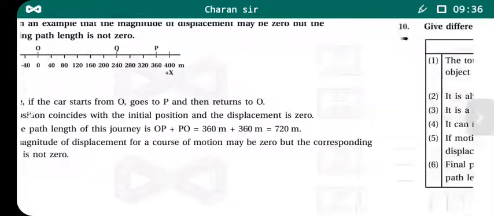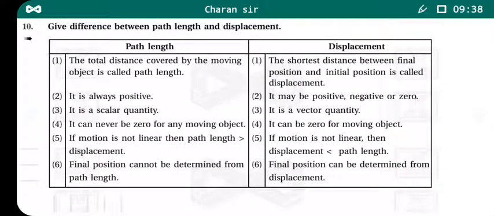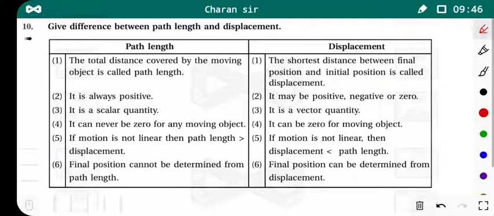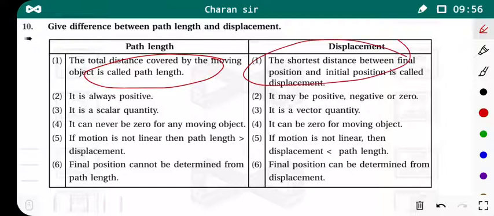Now the next question: the difference between path length and displacement. So what is the path length? First of all, write down the definitions of path length and displacement. Path length is the total distance covered by the moving object. What is the path length? The total distance covered by the moving object. And what is the displacement? The displacement is defined as the shortest distance between the final position and the initial position.